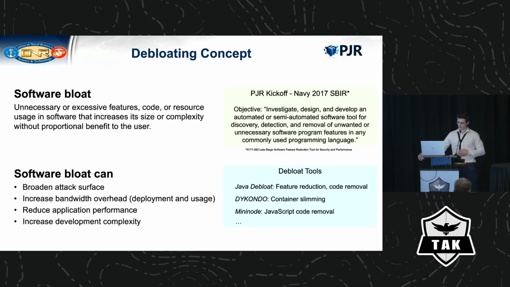In this effort, Peter kicked off back in 2017 through a CivTAK project, and we've been banging our heads on this software debloating process since. A few of the different debloating tools that we have within our tool belt are the main one, Java debloat, which highlights feature reduction and code removal, as well as Daikondo, which is a container slimming application, and then Mininode, which works on the JavaScript language.